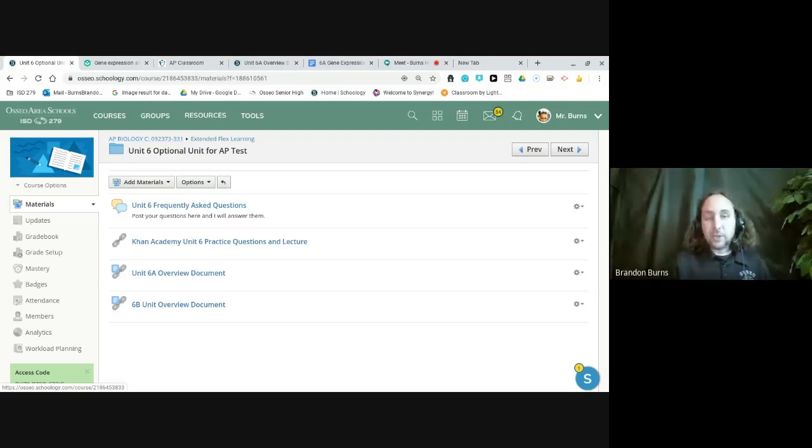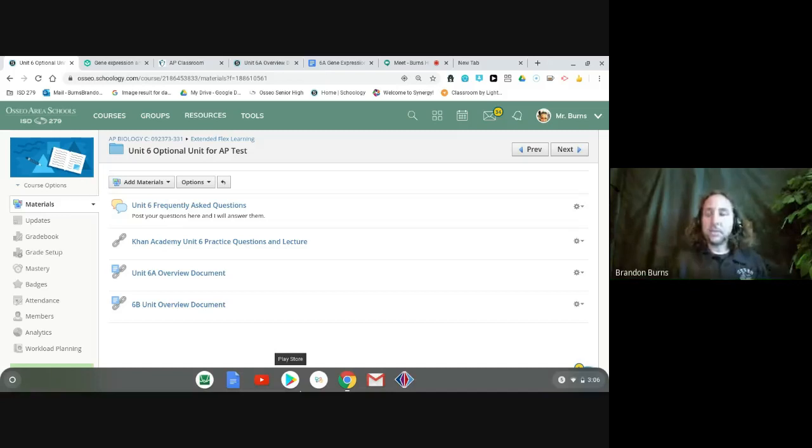If you look at this Unit 6 folder, you're going to see 4 documents in there for right now. You're going to see a frequently asked questions discussion post, not FRQ, where you can post questions that you think the answer to might help others, and I will answer them there. Or you can submit a question as a message, and I can answer it that way.